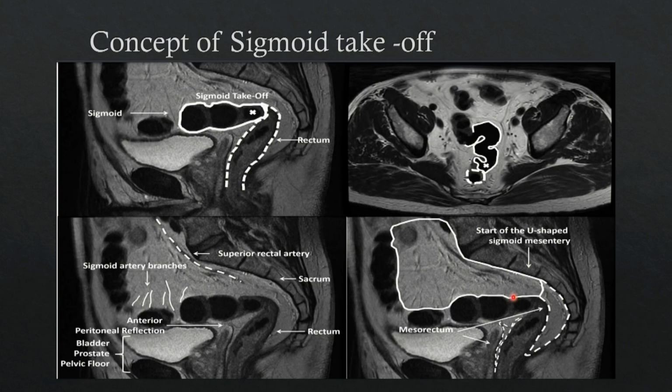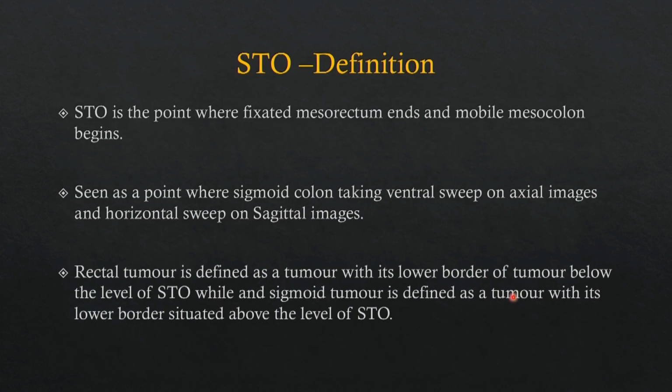Due to that, there comes a concept of sigmoid takeoff. Sigmoid takeoff is a point where the fixated rectum ends and the mobile mesocolon begins. It is seen as a point where the sigmoid colon takes a ventral sweep on axial images and a horizontal sweep on the sagittal images. A rectal tumor is defined as a tumor with its lower border below the level of sigmoid takeoff, and a sigmoid tumor is defined as a tumor with its lower border situated above the level of sigmoid takeoff.